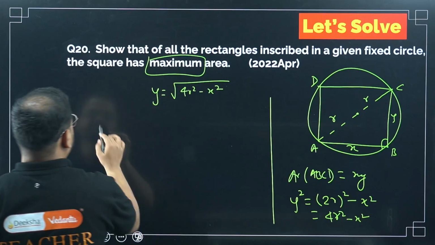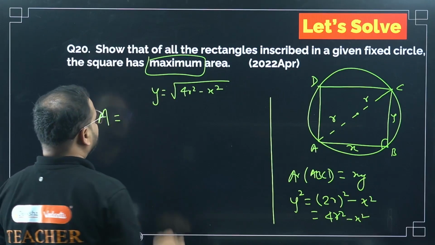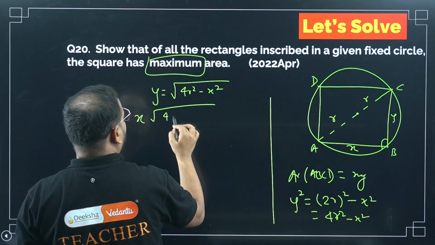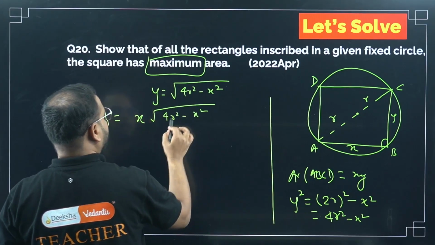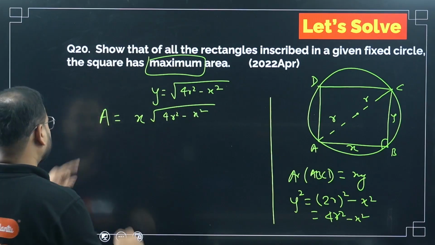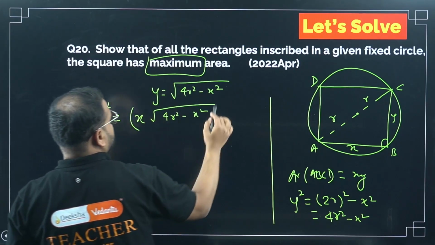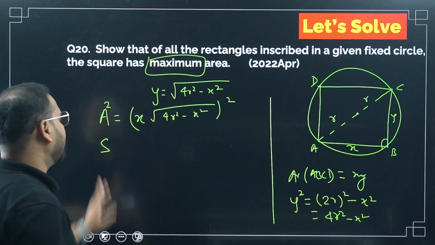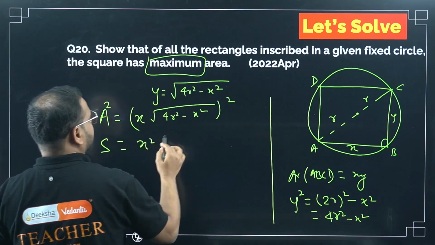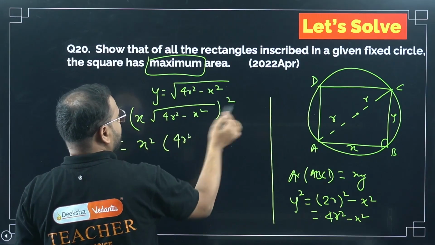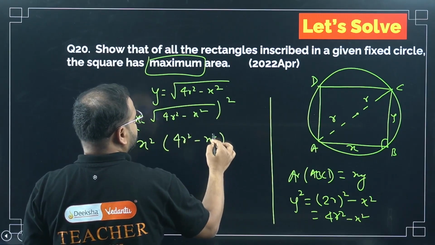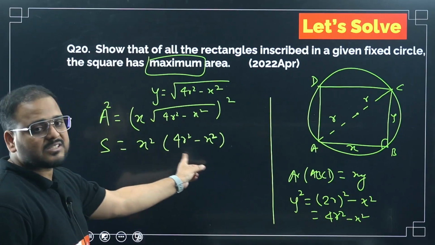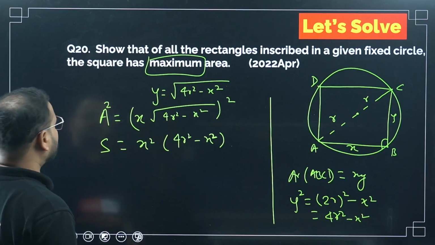Now what is the area? Area A will be given by x times y. What is my y? Root of 4r square minus x square. Alright, let me square this up. If I square both sides, I'll write A square as some other variable, let's say s. This will become x square, and the root and square will cancel each other. So I get 4r square minus x square.